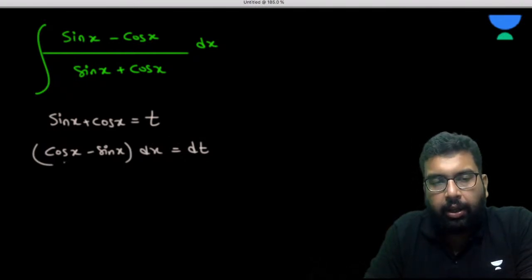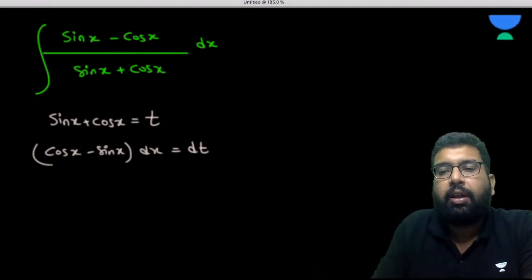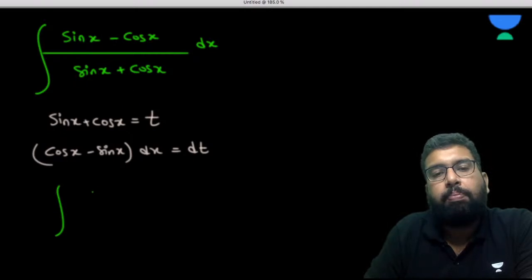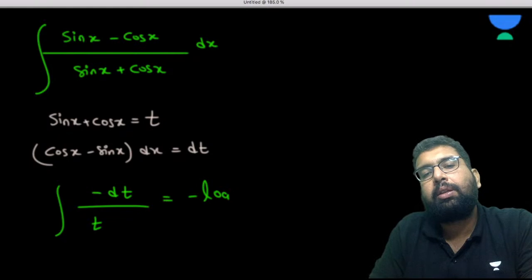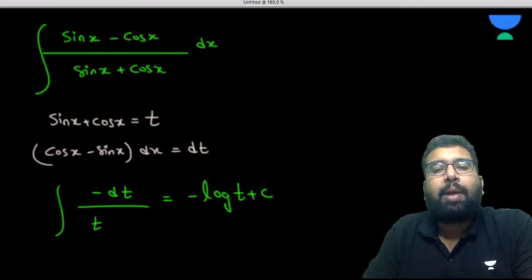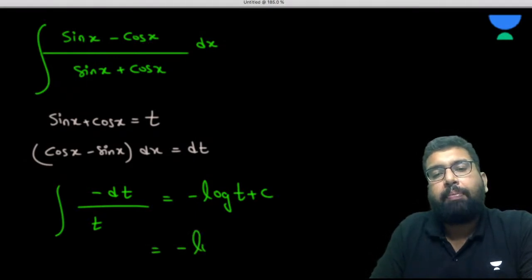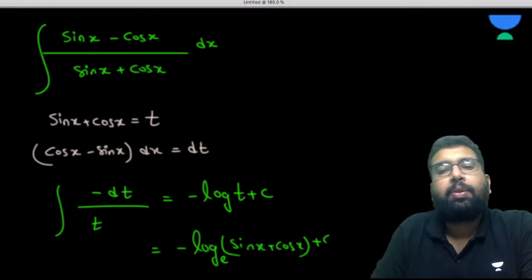Now from here, you see it's sin x minus cos x dx. So can I write this equation like this? If I do the substitution, cos x minus sin x, so sin x minus cos x will become minus of dt, and sin x plus cos x is equal to t. So we'll be getting minus log of t plus c. You can replace the value, so you will be getting minus log base e of (sin x plus cos x) plus c. Understood, my dear?